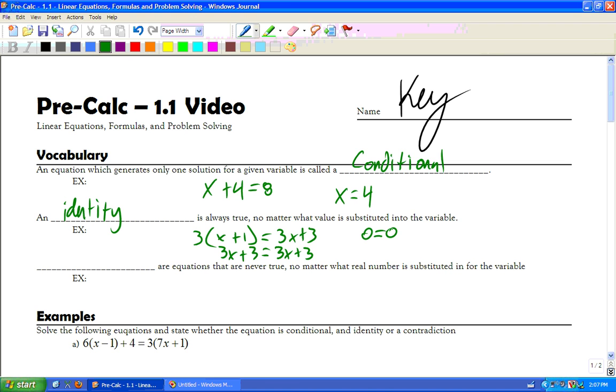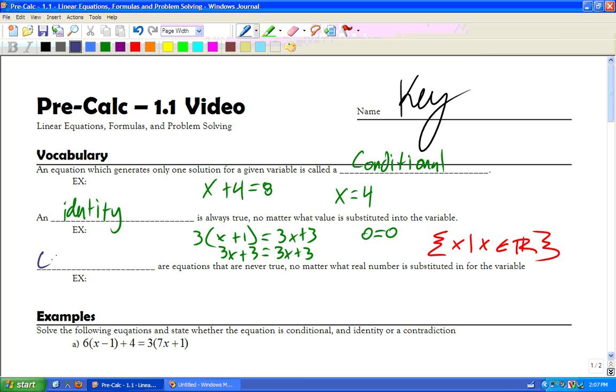That's when we know we've got an identity, because no matter what, 0 always equals 0. There's never a number we couldn't plug in for x that wouldn't work. So the way we write this is the set of all x's such that x is in the real numbers. All that means is every real number would work for a solution of x.